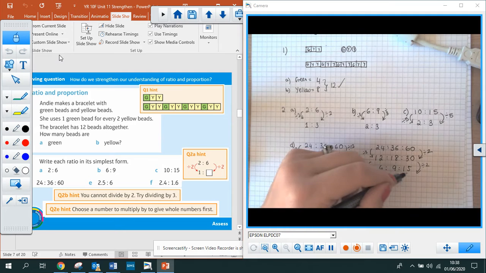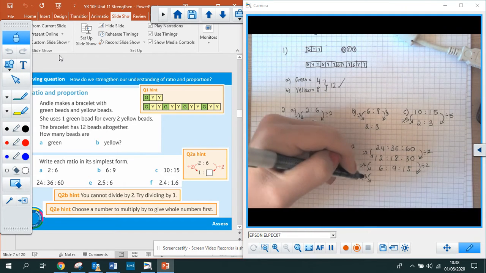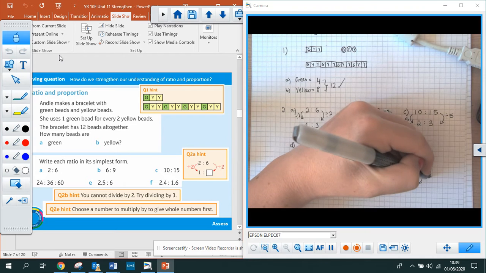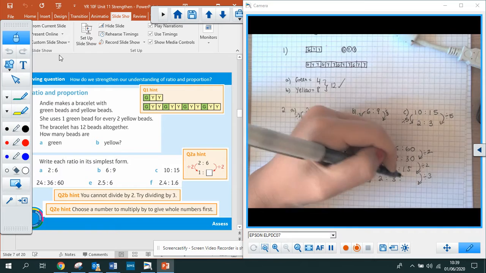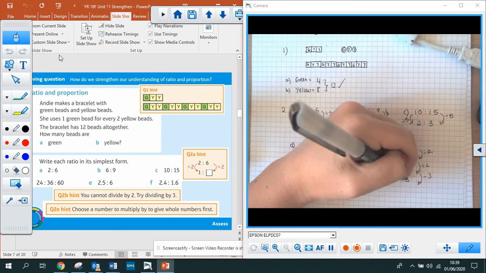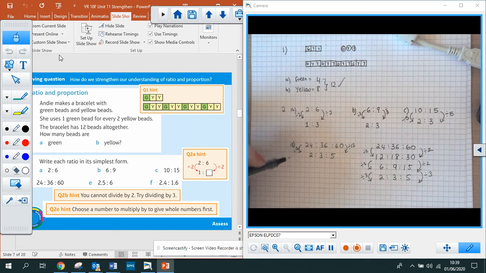Okay, and here, they're not even anymore, but they've still got a factor of 3. So we're going to divide by 3. 6 divided by 3 is 2. 9 divided by 3 is 3. And 15 divided by 3 is 5. Okay, and then you got back to the same answer. But it's easier if you can spot the highest common factor first.